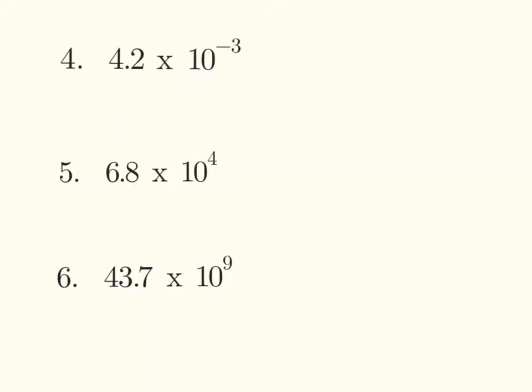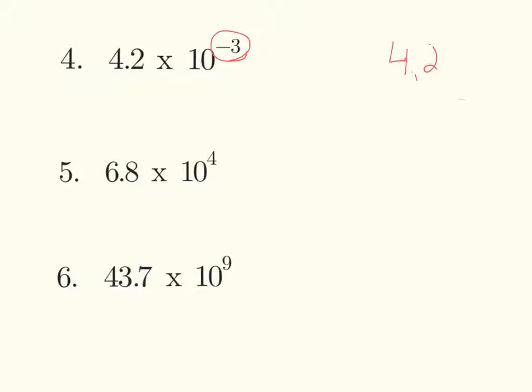All right, next one we're going to go to standard form. So we have 4.2, and now I'm going to move my decimal a negative 3 times. Now, think of it this way: negative means you're going to have a small number. If I move my decimal to the right, my number is going to get bigger. So we don't want to do that.